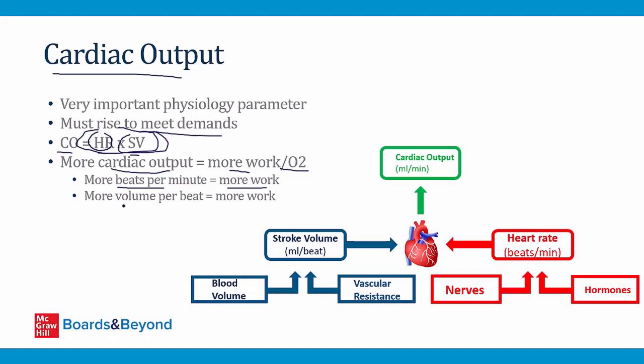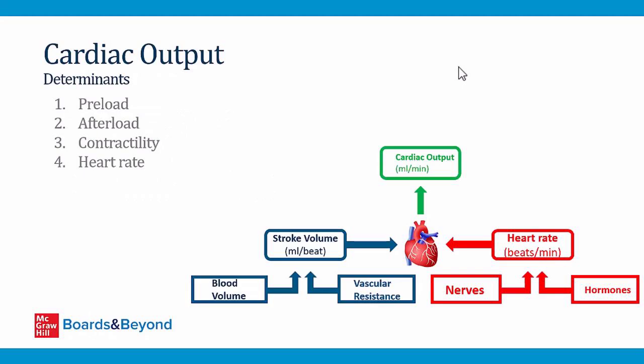And if there's more stroke volume per beat, that also means more work. And so this is going to be very important as we talk about changes in physiologic and pathologic states that alter the cardiac output. So what determines the cardiac output? Well, there are 4 determinants, and these you have to know for Step 1. These are extremely important in cardiac physiology. The 4 determinants of the cardiac output are the preload, the afterload, the contractility, and the heart rate.